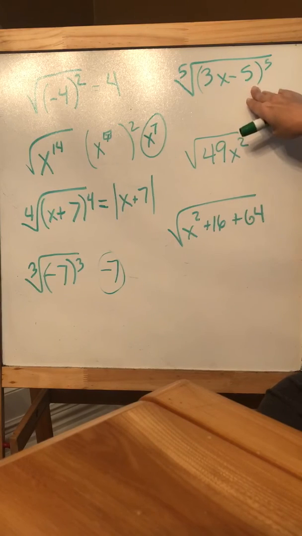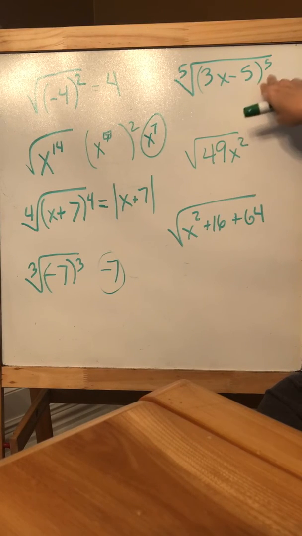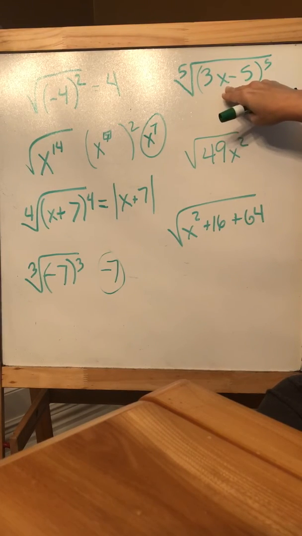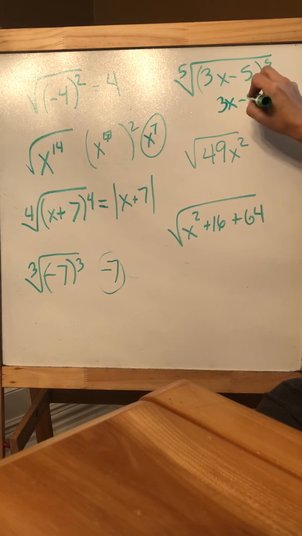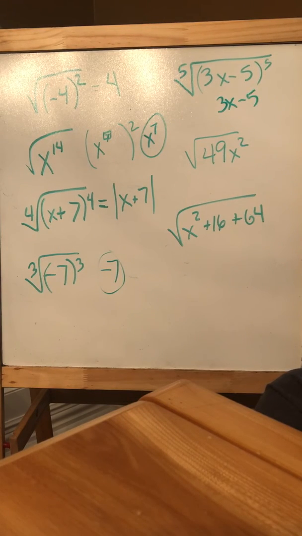All right, how about this one up here? Well, looking at this, we have an odd root here. So whatever's in here, if it's negative, we're going to have a negative answer. If it's positive, we're going to have a positive answer. It can't be both. So your answer is just going to be 3x minus 5. No absolute value signs needed because you have an odd root.